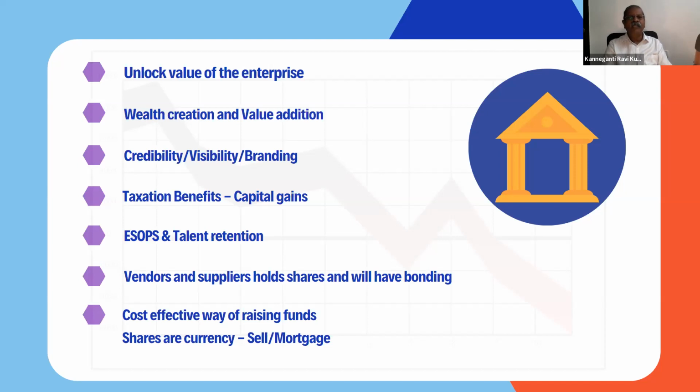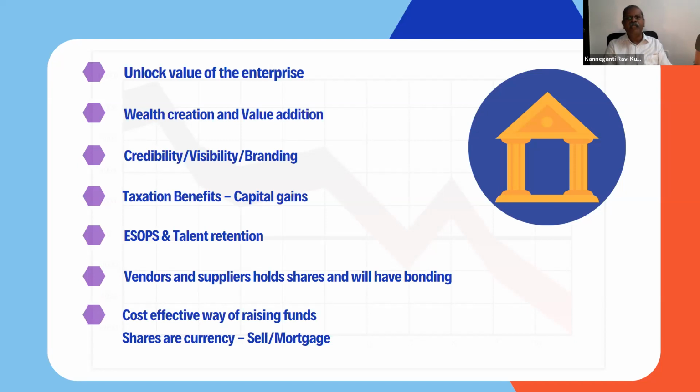Then credibility, visibility, branding. What does it mean? Credibility means, if your shares are listed on a stock exchange, automatically you get credit because everybody will think, oh, your company is listed. Great, like that. Otherwise people may not know it. Once it is listed, it is all over India, people will know that your shares are listed and you have some standing in the market.